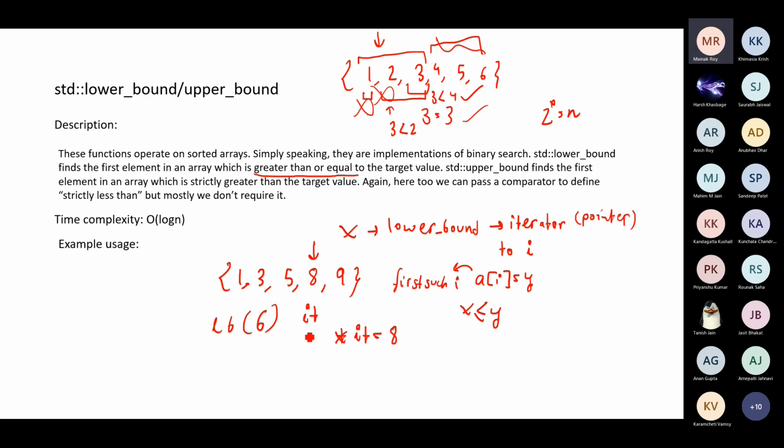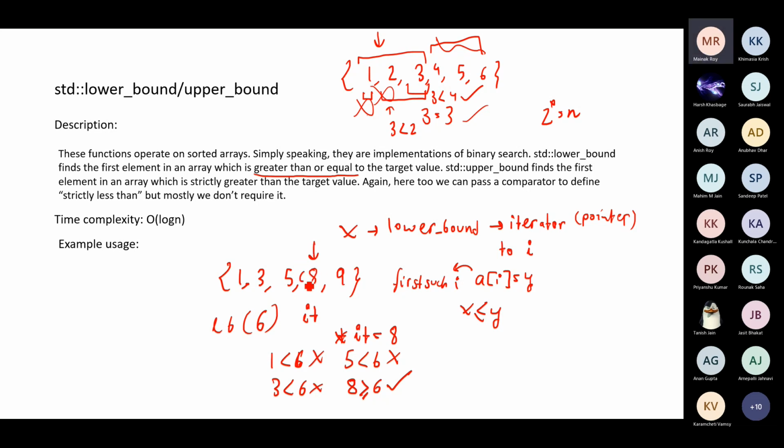And that is because 1 is less than 6, that is not what we want. 3 is less than 6, again not what we want. 5 is less than 6, again not what we want. But 8 is greater than 6. In fact, 8 is greater than or equal to 6. So this position is the first one which satisfies the requirement.